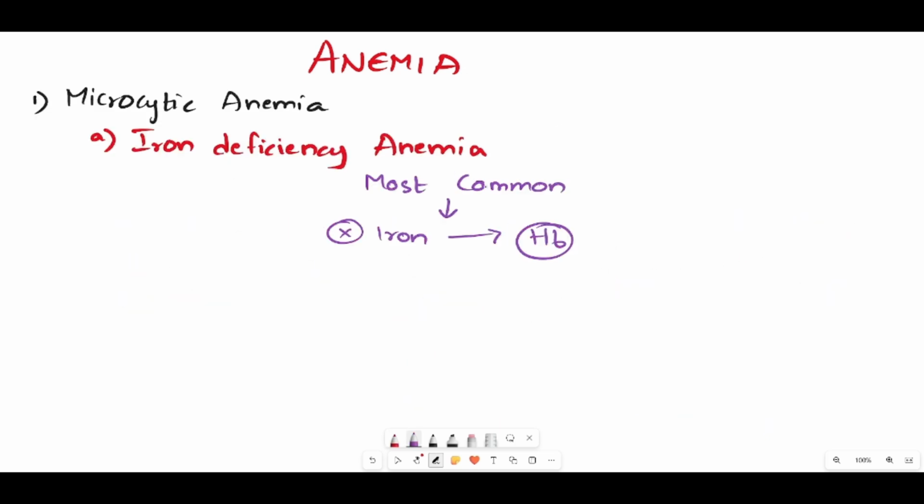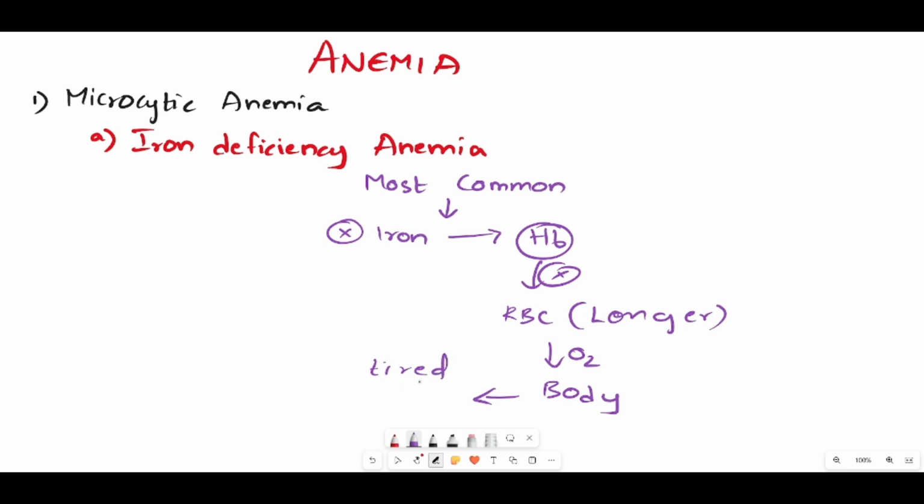So the iron deficiency anemia. This is the most common cause of microcytic anemia. Here the body does not have a sufficient amount of iron to make hemoglobin. Without hemoglobin, the RBC will take longer to transport oxygen throughout the body. When it takes longer to transport oxygen, the person will have symptoms like tiredness and also become out of breath. So that is happening in iron deficiency anemia.